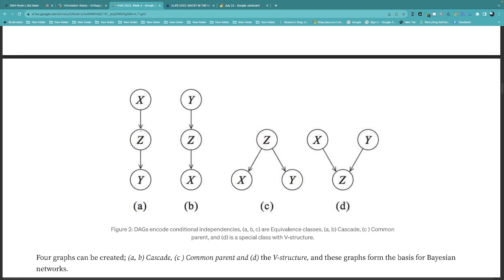So this X, Z, Y: X influences Y, but it's conditional upon Z. So X and Z combined to affect Y. Y and Z then can also maybe affect X. So they give these letters here. They have these conditional independencies. A, B, and C are what they call equivalence classes. So you can organize these in different ways.